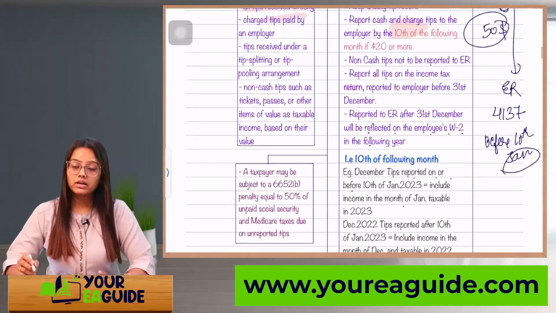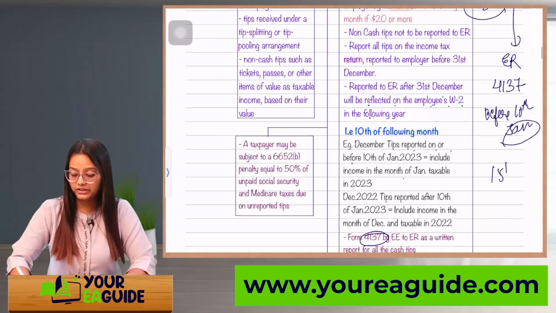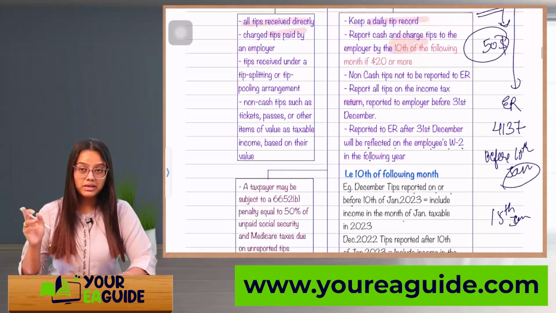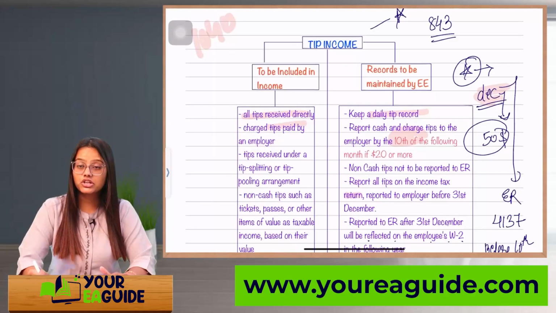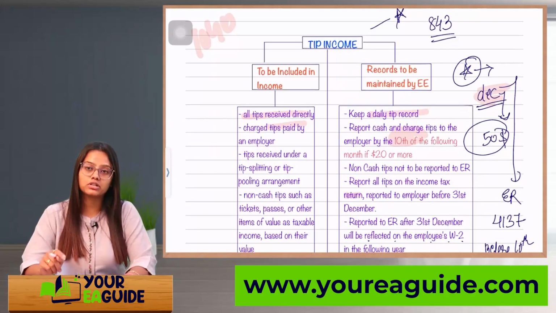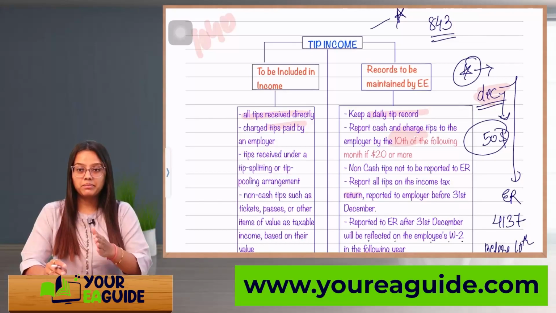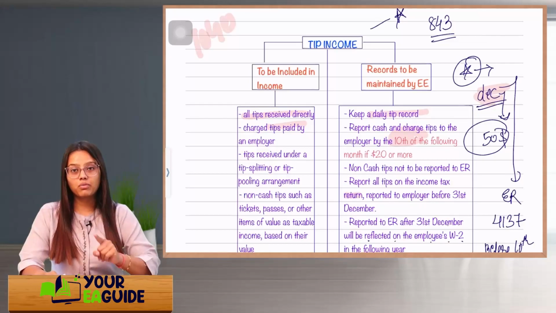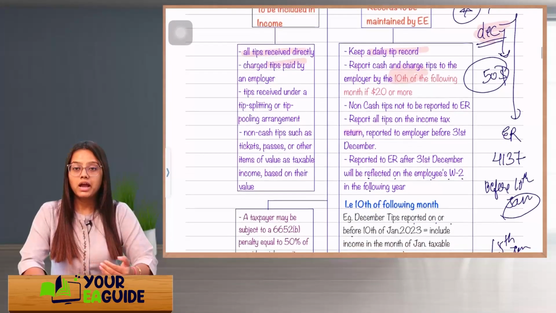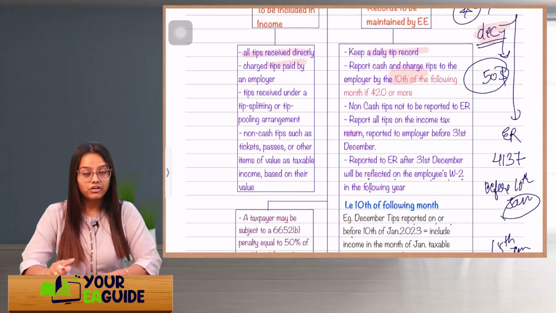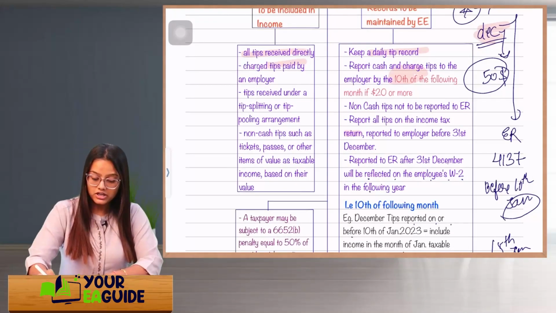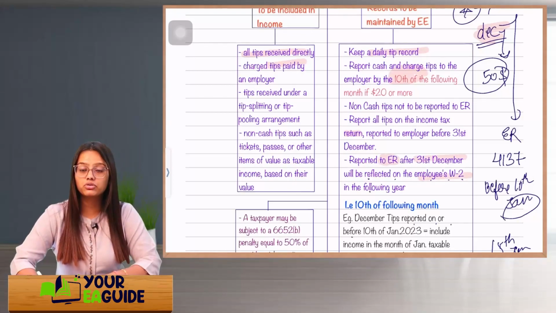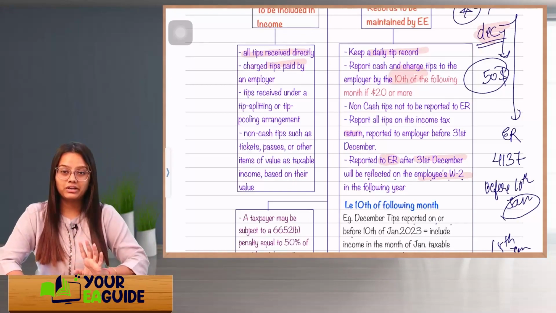Now let's say you reported this $50 on the 15th of Jan. So you are reporting it after the deadline, so it will be included in the month in which it is earned. So in December only you have to include this $50, right? So usually people make mistakes. It's not a cash accrual kind of thing, guys. It's just based on the reporting requirement. Tip income, when you are reporting it in a delayed manner, is included in the income of the month earned. It will be reported to the employer after 31st December and will be reflected on the employee's W-2 in the following year if you reported it on time, before the 10th.